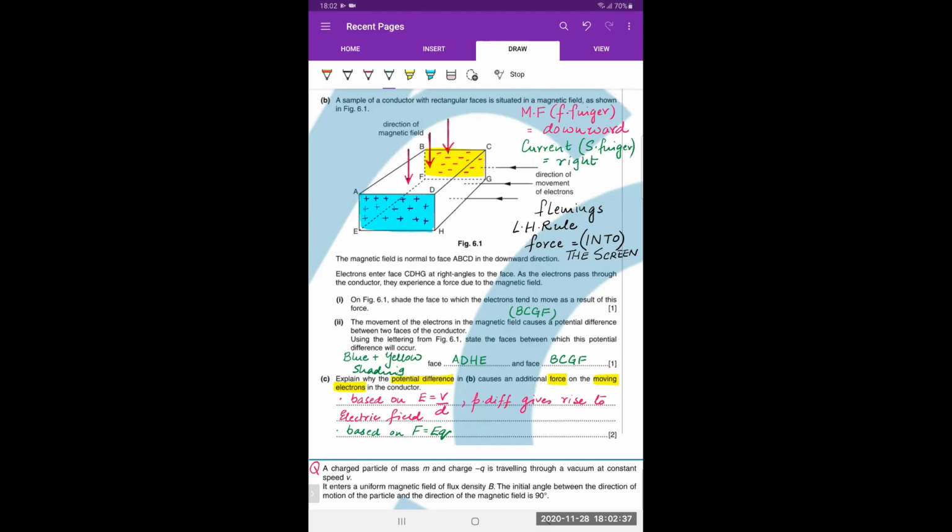So based on F is equal to EQ, this electric field exerts a force on the electron. So the formula is not necessary. The only reason I've mentioned these formulas is to make it relatable. When you read the statement, it becomes easier to understand that based on E is equal to V upon D, the AS formula, potential difference gives rise to electric field. And then again, based on F is equal to EQ, this electric field exerts a force on the electrons. Next question.